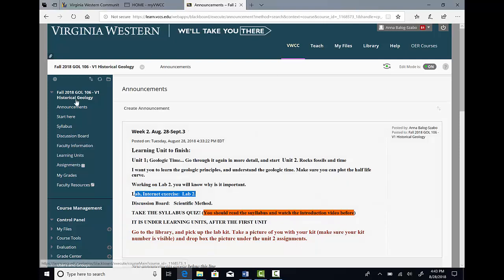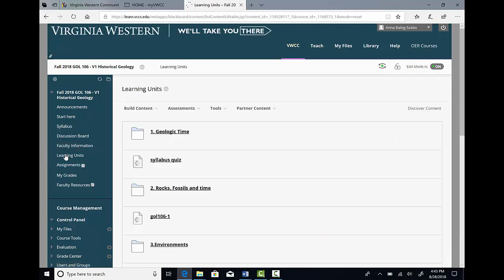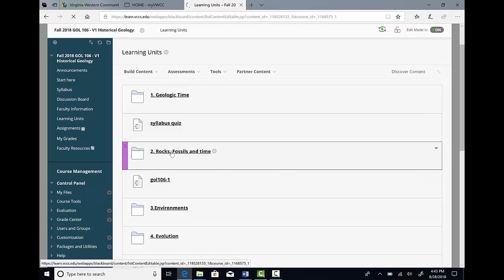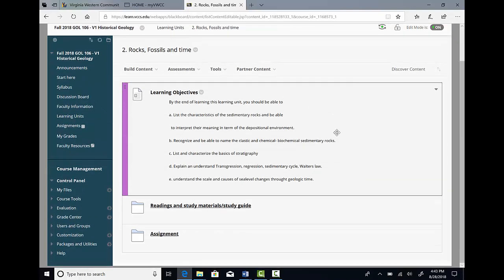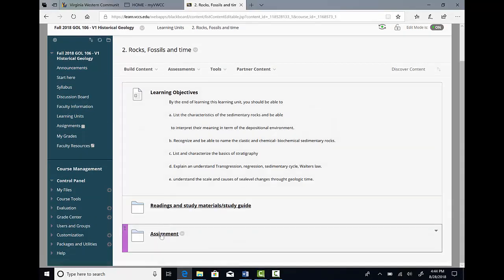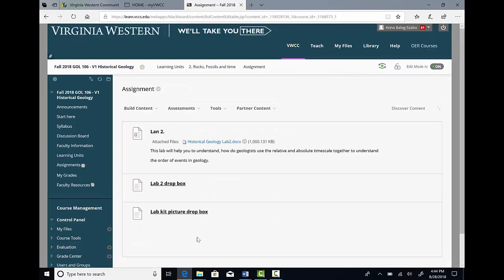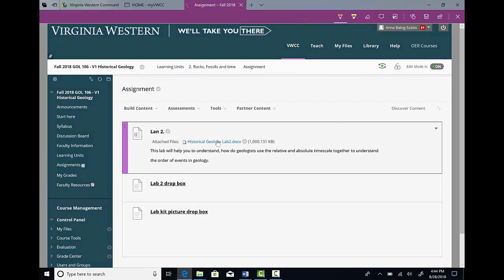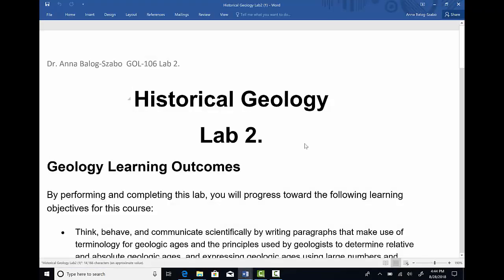To find Lab 2, you have to go to the learning unit, and then go to Rocks, Fossils and Time. The assignment box is right here. You click on that one, and here is your Historical Geology Lab 2. I'm going to turn it into writing mode and open this lab. And here is Lab 2.